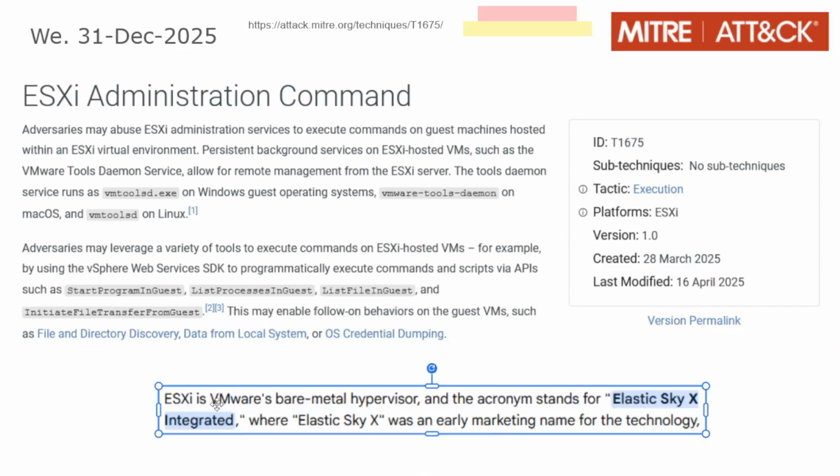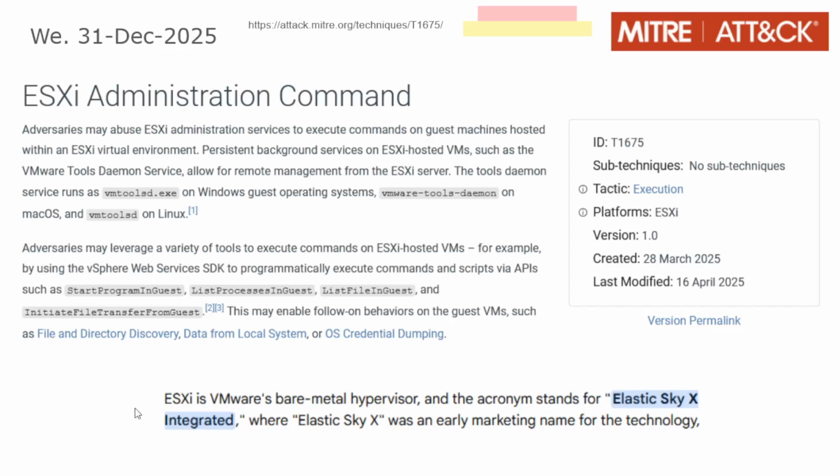So I just wanted to know ESXi, what is that? And it means Elastic Sky X integrated. Well, great, right? So we are not even one step smarter after that. But there was a solution called Elastic Sky X. So it was from VMware, and they just created ESXi integrated. So ESXi.